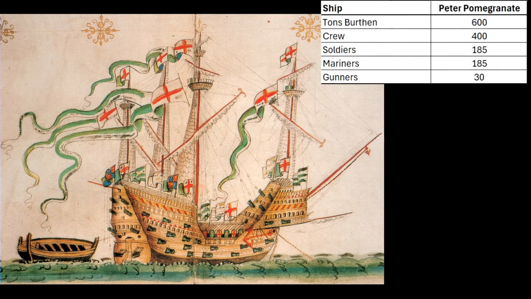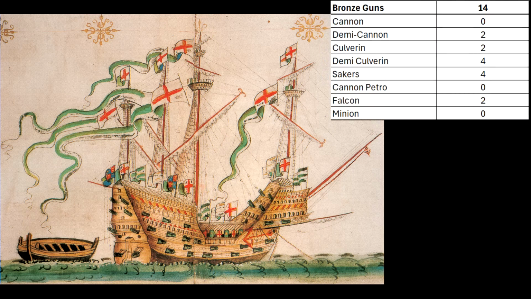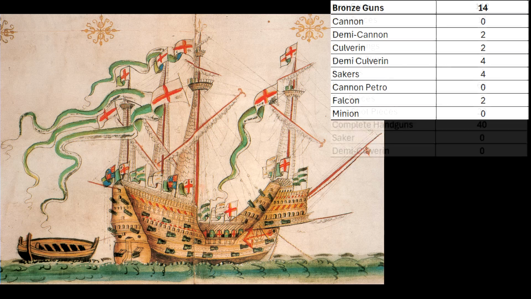This is a ship of 600 tons burthen, so only fractionally smaller than the Mary Rose, and only has 15 less crew, losing 15 mariners or sailors and keeping the same number of gunners and soldiers. And so you might expect a broadly similar ship to the Mary Rose, and you'd probably be right because, well, we've only lost 1 bronze gun. Although overall weight of fire has reduced quite a bit because we've lost 2 cannon, we've retained 2 demi-cannon, retained 2 culverin, lost 2 demi-culverin, but then gained 2 sakers and a falcon. So, as I said, only 1 less bronze gun, but generally a slightly lighter armament.